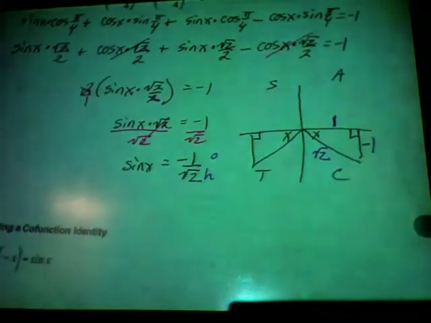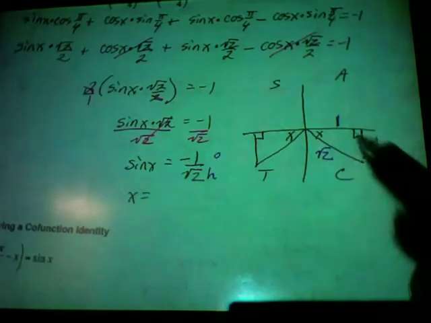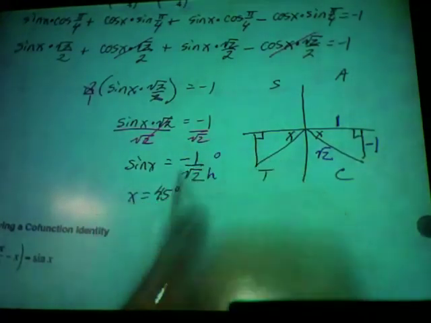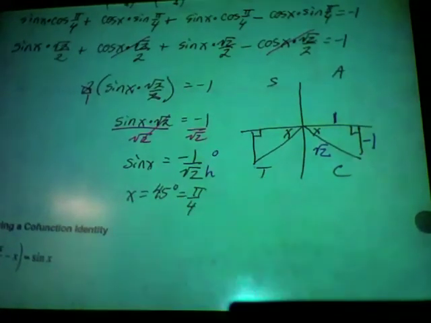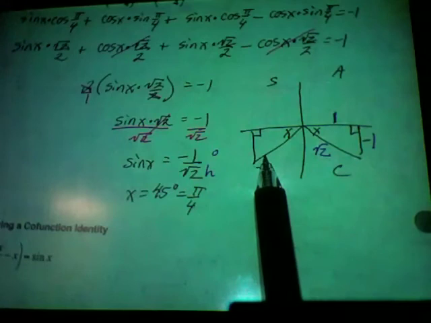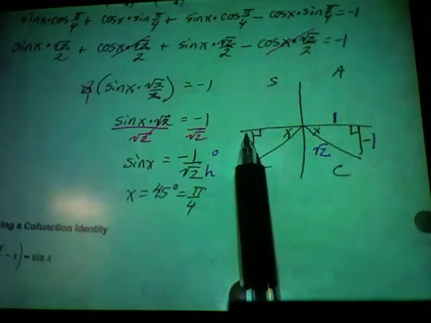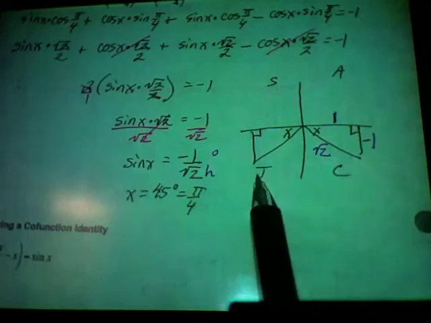What degree is x? X is, right, because this is a 45, 45, 90 triangle. So x is 45 degrees. But we want that in radians, so x is pi over 4. But that's not really our answer, is it? Because pi over 4 is in quadrant 1. What's the pi over 4 equivalency here? What's 4 pi over 4, because that's pi, plus a pi over 4?